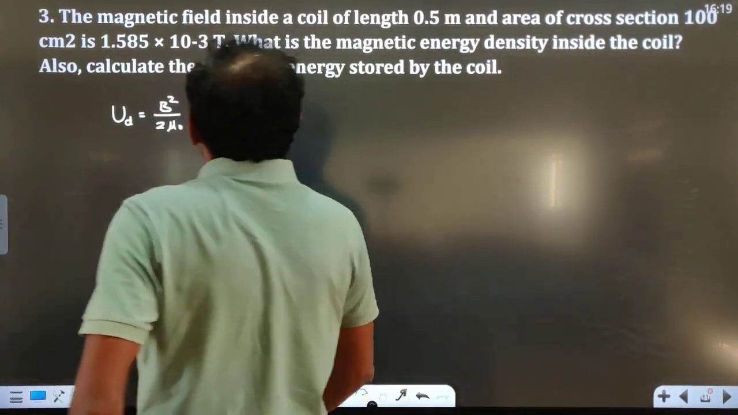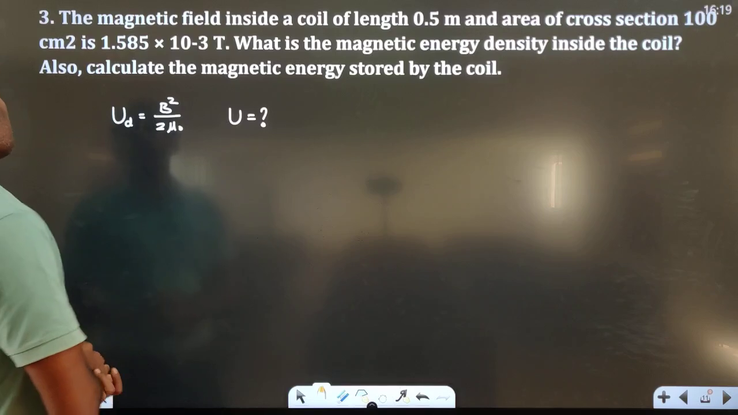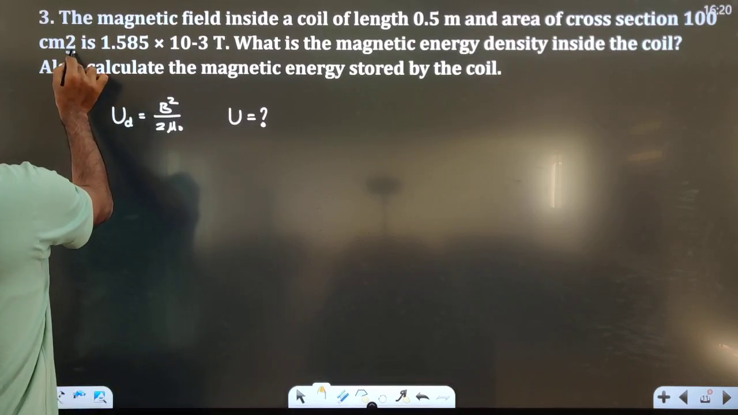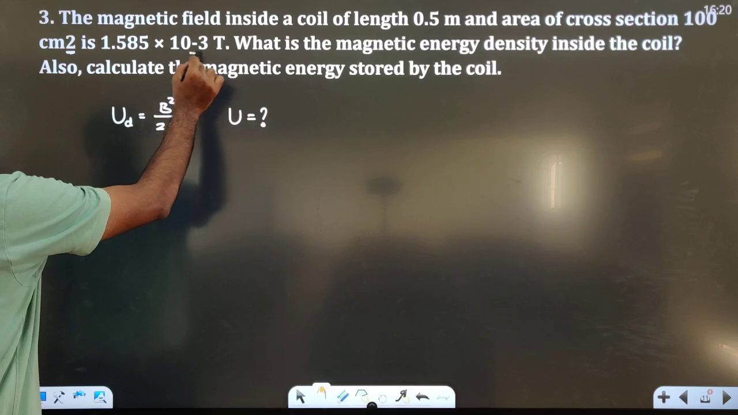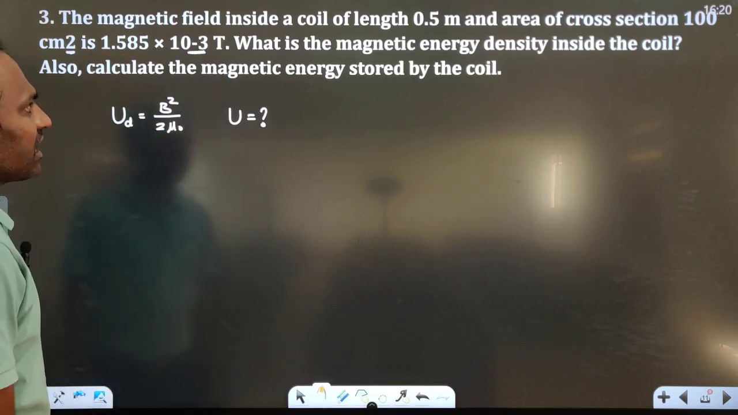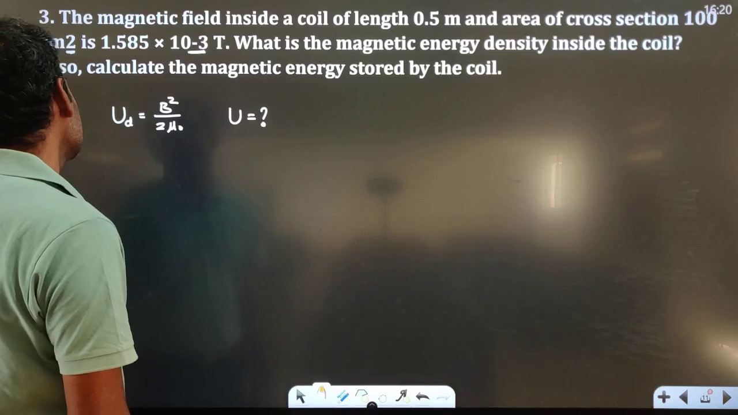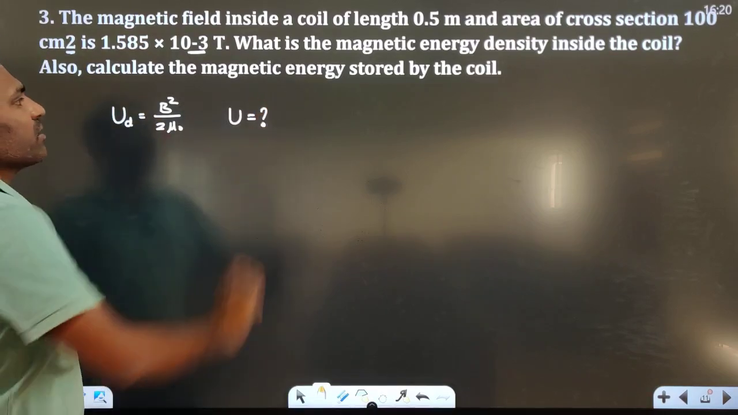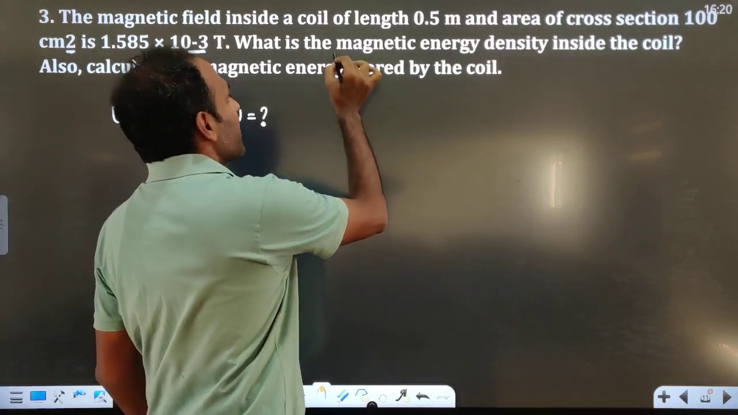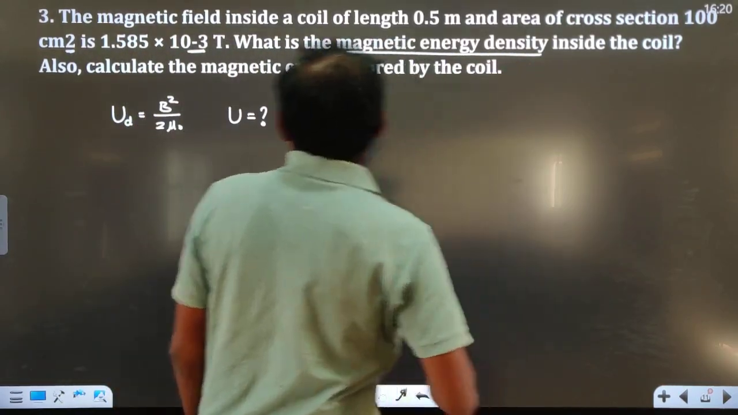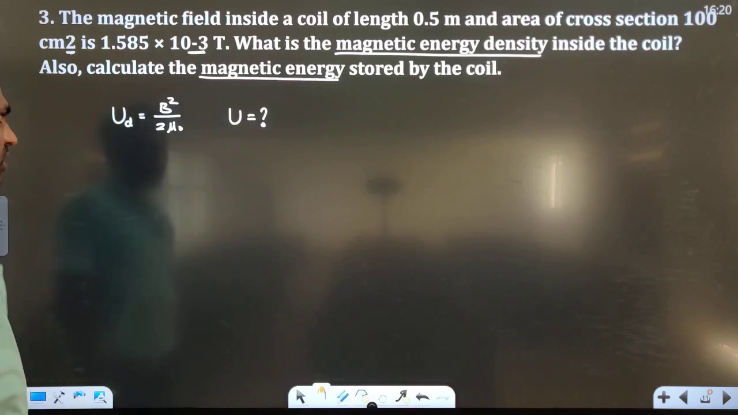See, the next question is: the magnetic field inside a coil of length 0.5 meter and area of cross section 100 centimeter square is 1.585 into 10 to the power minus 3 Tesla. What is the magnetic energy density inside the coil? Also calculate the magnetic energy stored by the coil. Okay, first thing is you have to calculate magnetic energy density inside the coil, and then you have to calculate the magnetic energy stored in the coil.